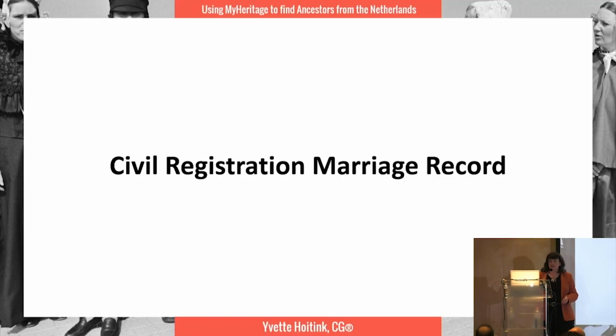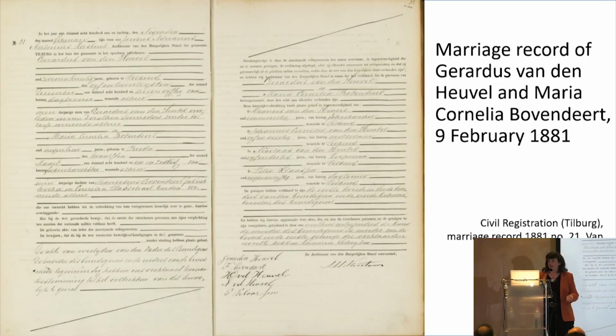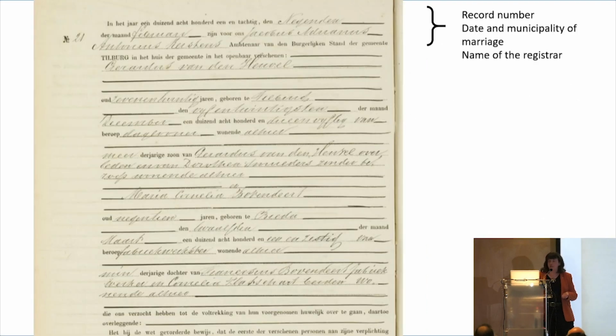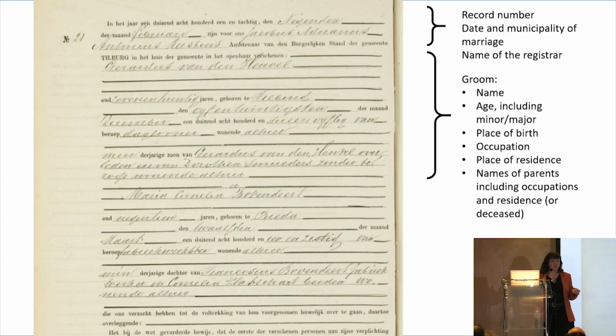The marriage record is kind of the backbone of Dutch genealogy, especially after 1811. It has a lot of information. So this is the marriage record of the Christmas child Gerardus van de Heuvel we just saw. He married in 1881. And this record again starts with when and where it was created. It gives the information of the groom, including his age and place of birth, the names of his parents, if they were still living, and if so, where.